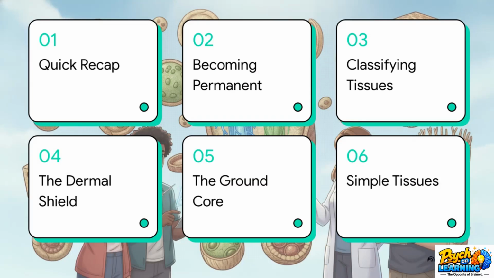Here is our quest map for today. We'll start with a quick recap, then look at becoming a permanent tissue, classifying tissues, the dermal shield, the ground core, and finally, simple permanent tissues. Let's get right into it.